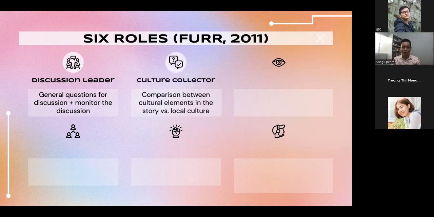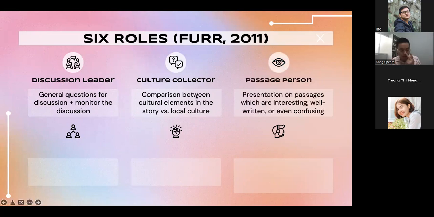And then we have the culture collector. The culture collector is the one who will read the text for sure, and then collect some cultural elements in the text that he or she reads and compare those cultural elements in the story with the cultural elements in his or her own local culture. So the culture collector will try to collect the cultural elements from the text and make comparisons.